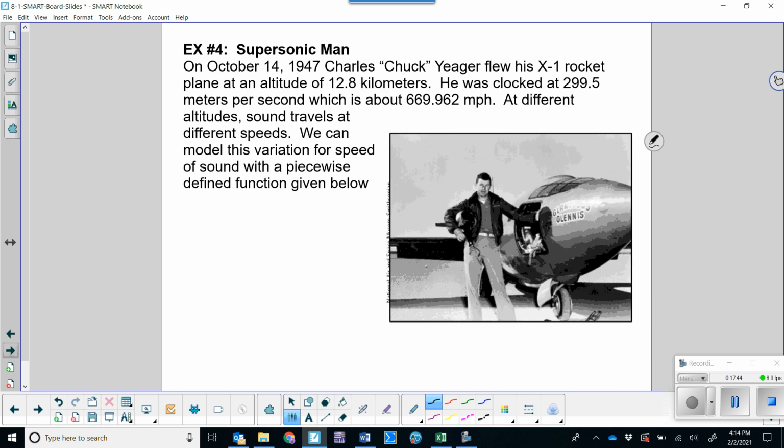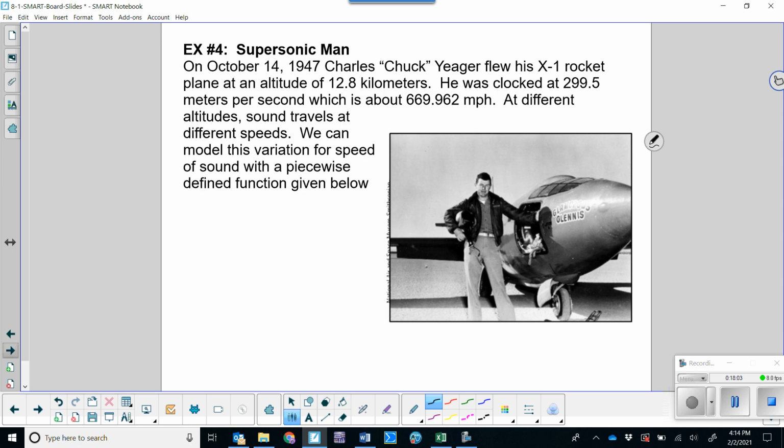All right, so now let's talk about the Supersonic Man. And this is the last example that we'll be doing, so that'll complete this. So on October 14th, 1947, Chuck Yeager flew his X-1 rocket plane at an altitude of 12.8 kilometers.